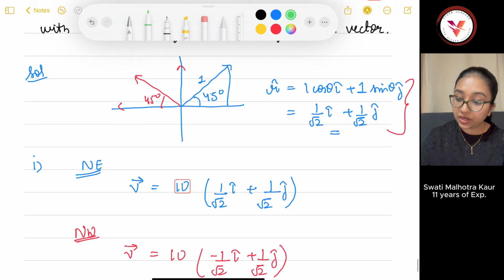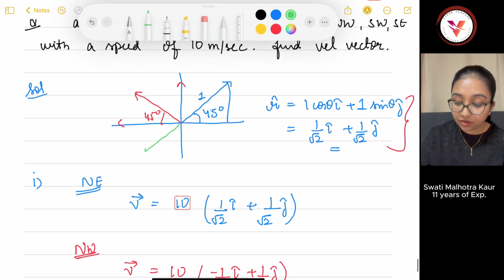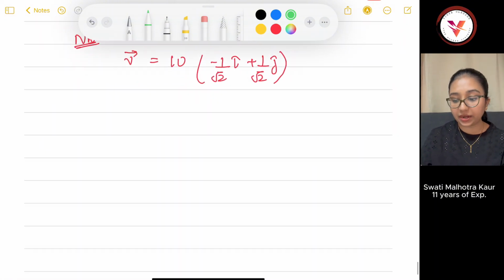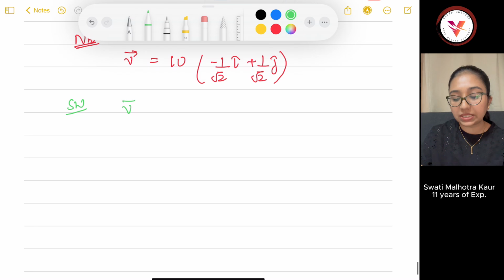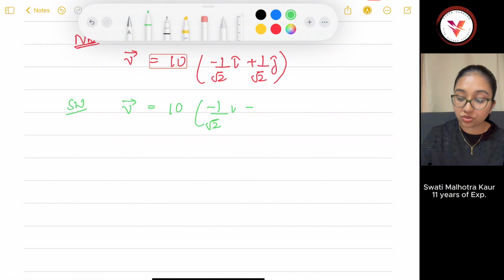Now if it is in the southwest direction, then both are negative. So for the southwest, it's easy. You can do it without doing the whole method if you learn and understand the concept. Minus 1 by root 2 i cap minus 1 by root 2 j cap.